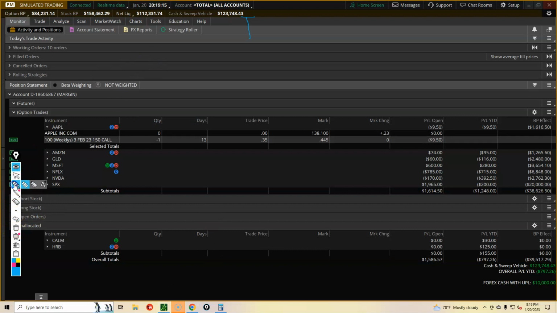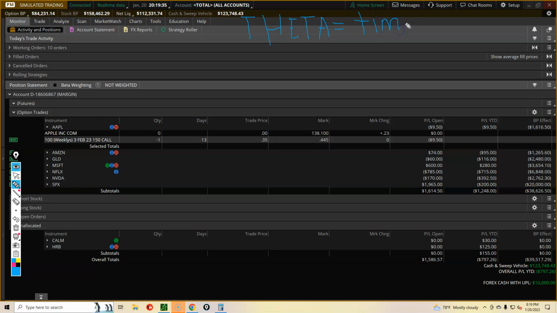But theta is the Greek that represents the time value of the option contract.